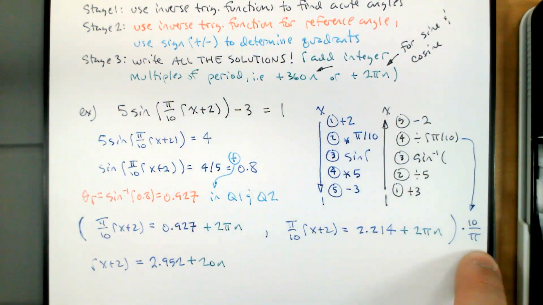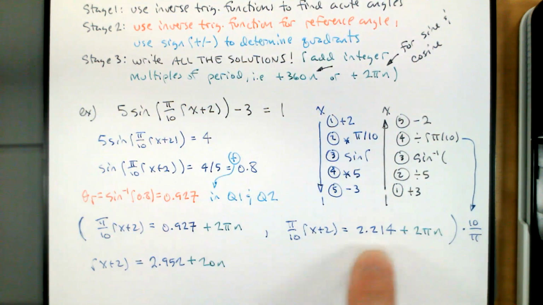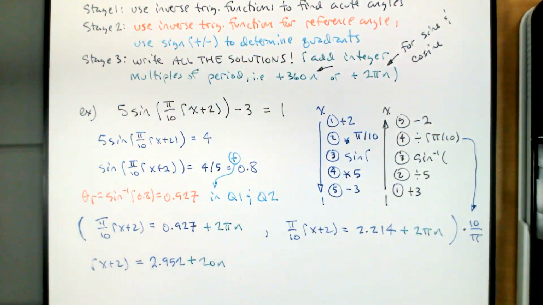Because I can't just multiply the 10 over pi by the 2 or the 0.927. I have to multiply it by all the terms. Multiplication distributes over addition. Notice that if b is pi over 10, then the period is 2 pi divided by pi over 10, which is 20. And so we're still adding multiples of the period.